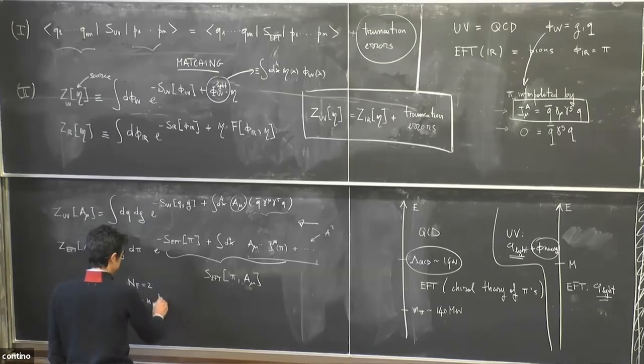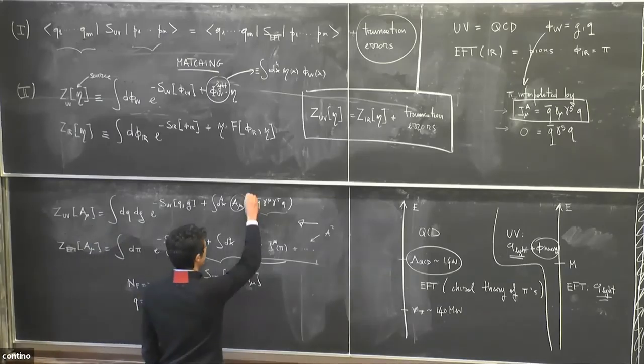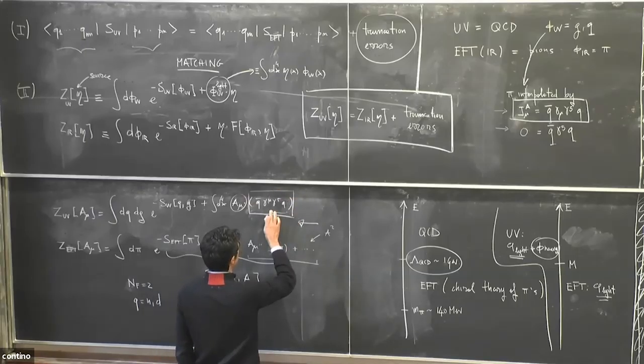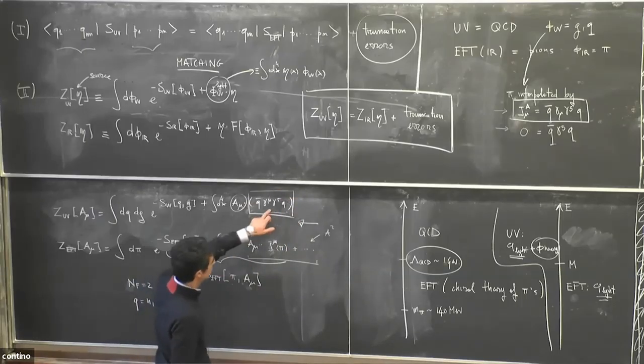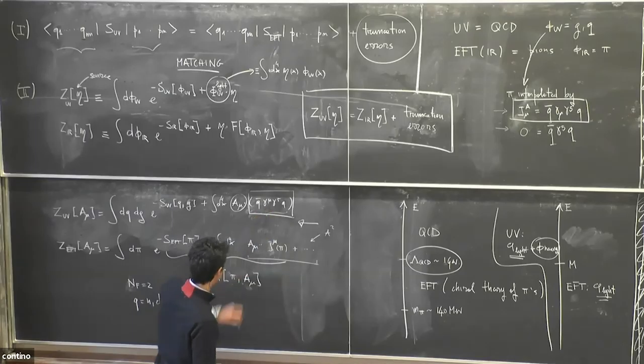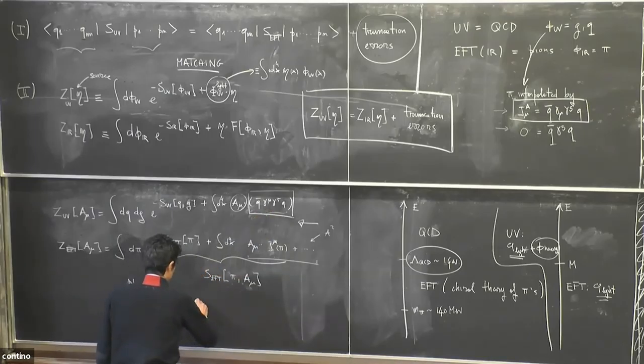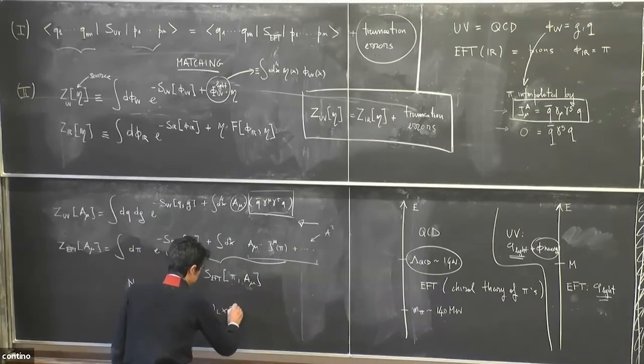Yeah. In the case of QCD, things are more complicated. Let's say that you have two flavors. The number of flavors is two. So q means up and down. Okay, so here you will have a multiplet of currents.